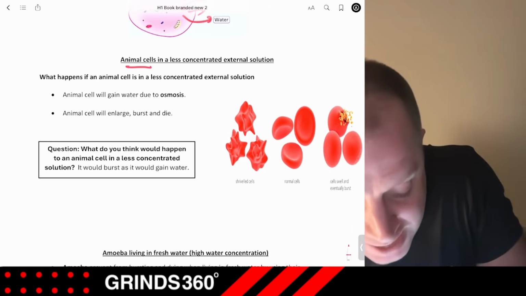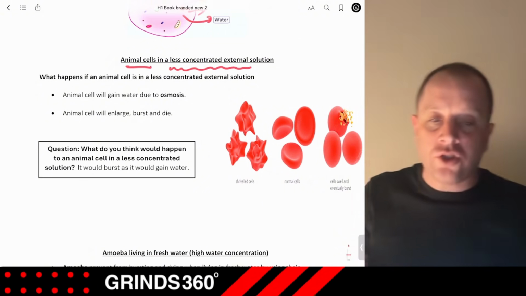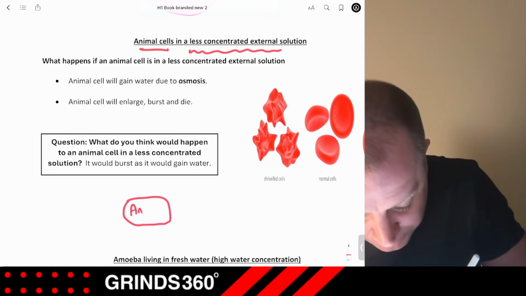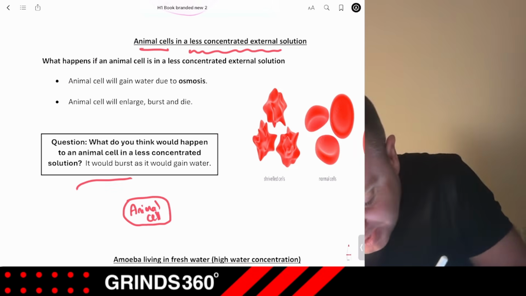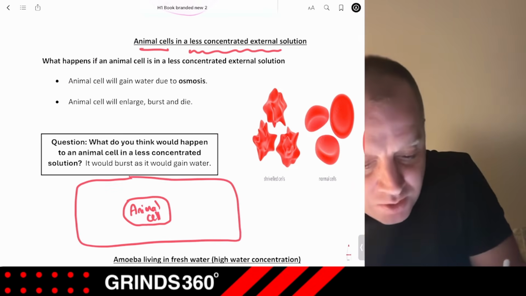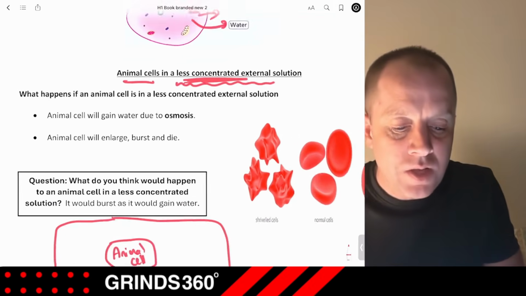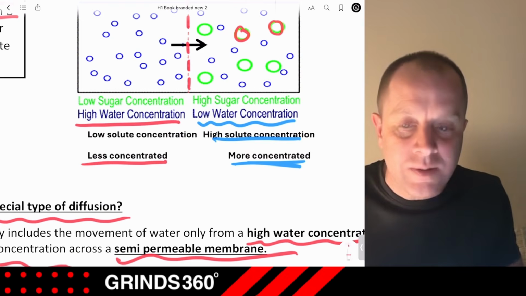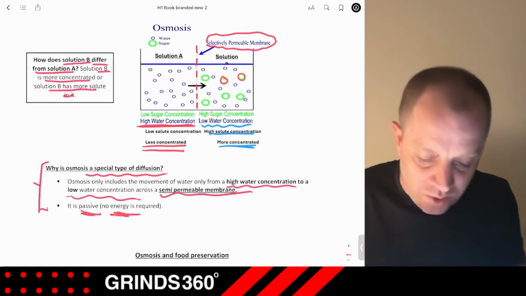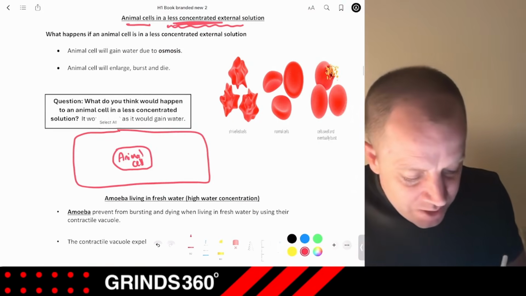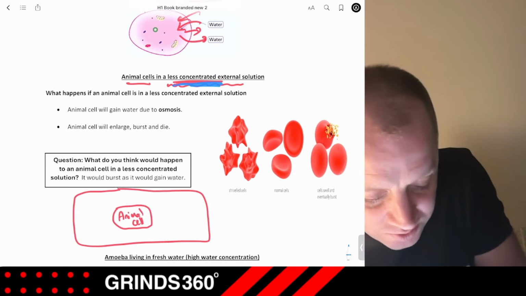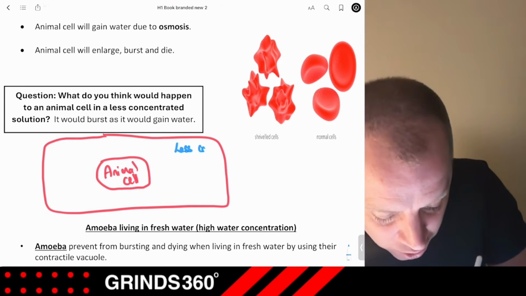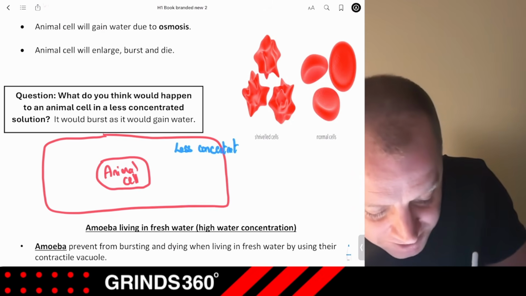If you put an animal cell in a less concentrated solution. So look here. The best way to visualize this is this. Here is an animal cell. Now that animal cell is in an environment, look up here, that's less concentrated. Now less concentrated means what? Less concentrated means it's got a higher water concentration. You see that there? So if it's less concentrated, it's got a higher water concentration. So the animal cell is in a less concentrated external solution. So the external solution is less concentrated.